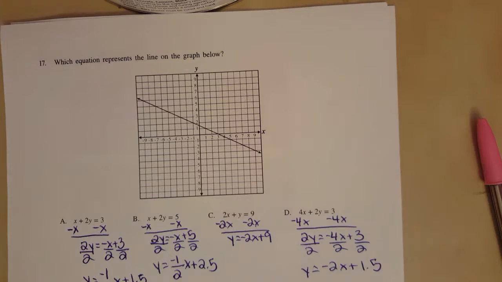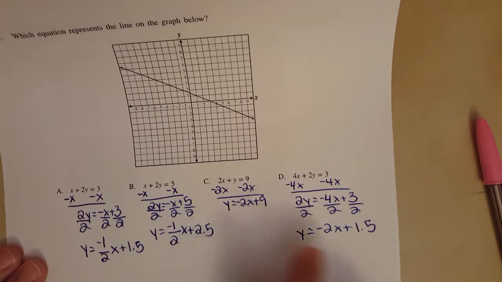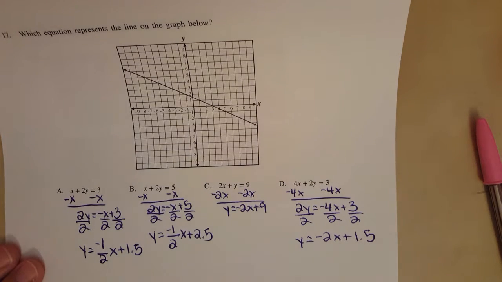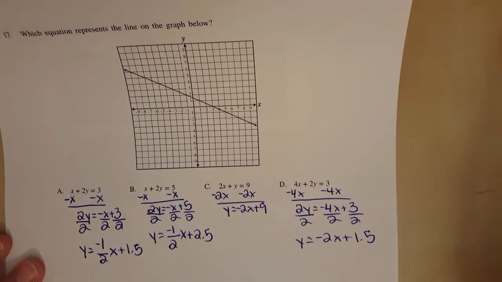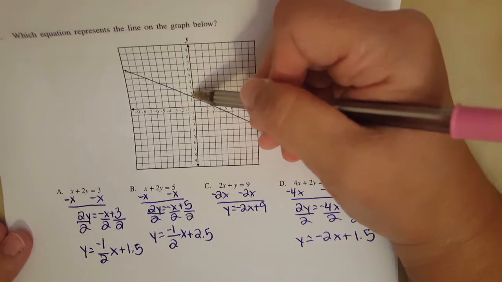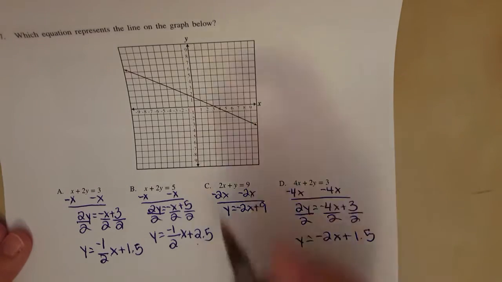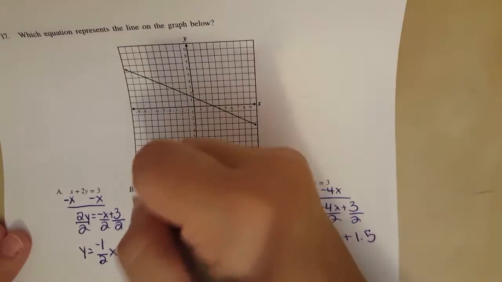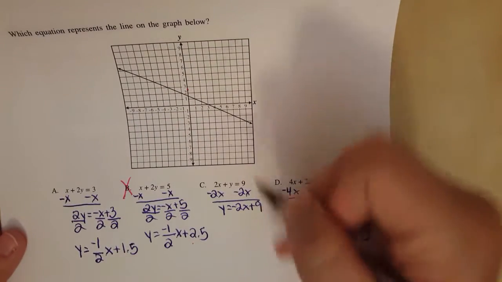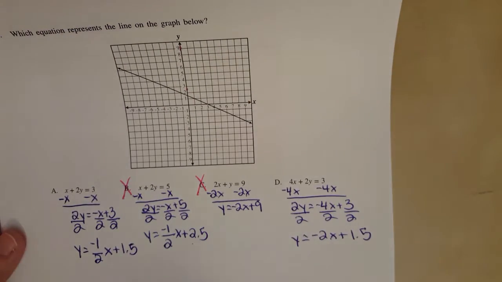So first of all, things to look at. Every single one of these that we got all have a negative slope, which is good. This has a negative slope. I'm going to try and eliminate some now based on my y-intercept. So my y-intercept here is right in between 1 and 2, so that appears to be 1.5. Answer choice B says my y-intercept is 2.5, which would be up here. It's not going to be answer choice B. Answer choice C says my y-intercept is 9, which is way up here. It's not going to be answer choice C.